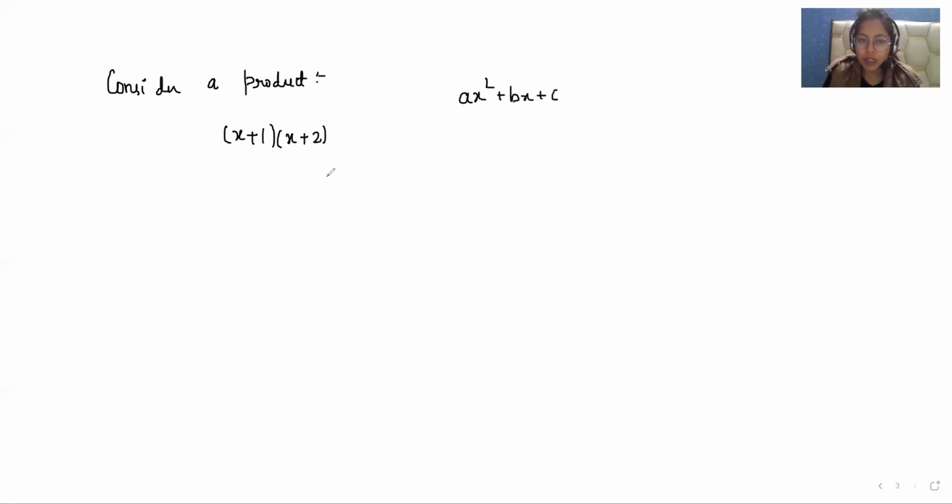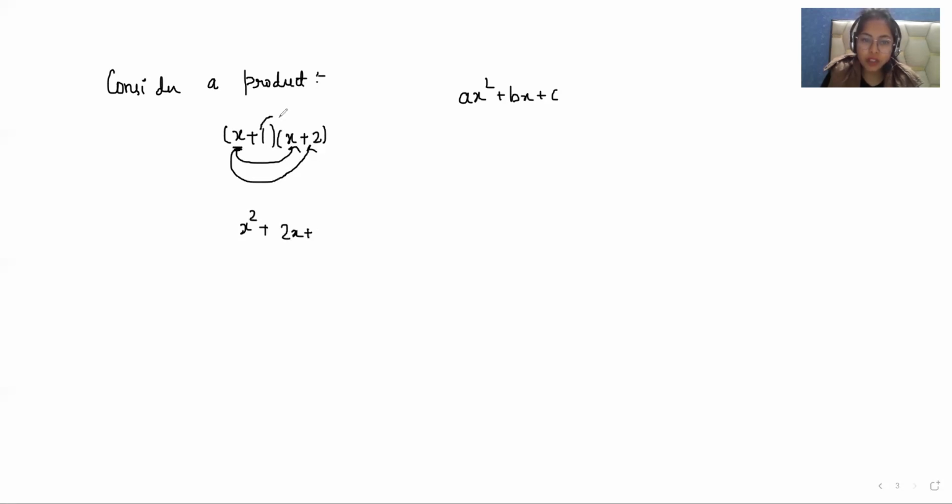So let's consider a product and check. So we'll consider a product, that is x plus 1 and x plus 2. If we have to convert this into a quadratic expression, how can we make it? They said it's a product, so we will multiply them. First we multiply this x with this x and then this x with 2. So x multiply x is x square, x multiply 2 is 2x.